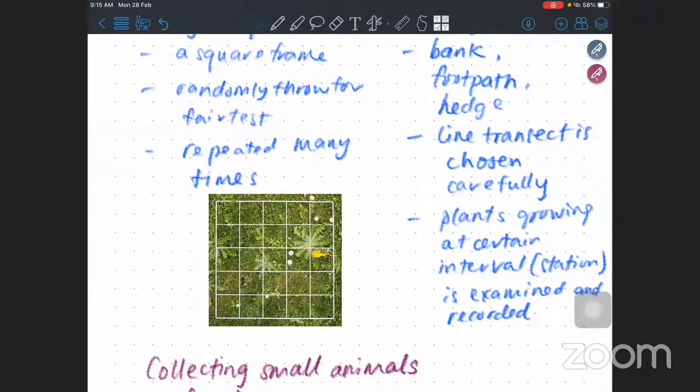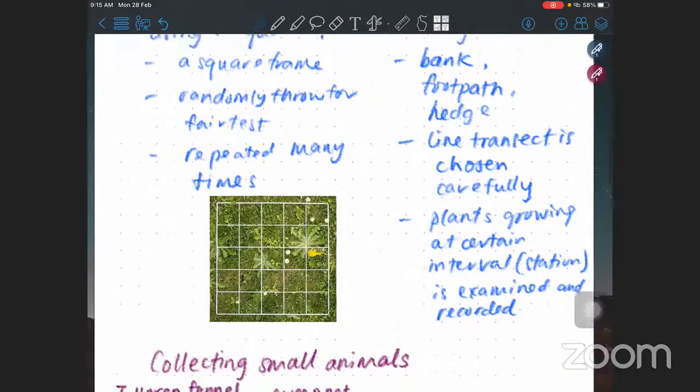This method is repeated a number of times, and the results of the random samples are used to build up a record of how the plants are distributed. An estimate of how many of each kind of plant there are in the area can then be made. This is the idea of using this quadrat.